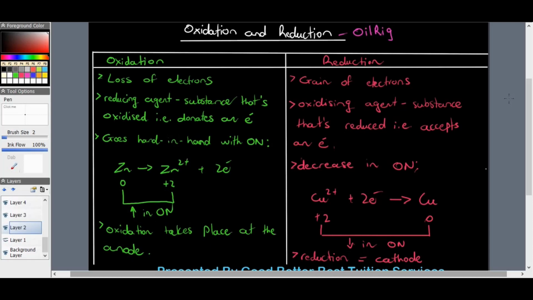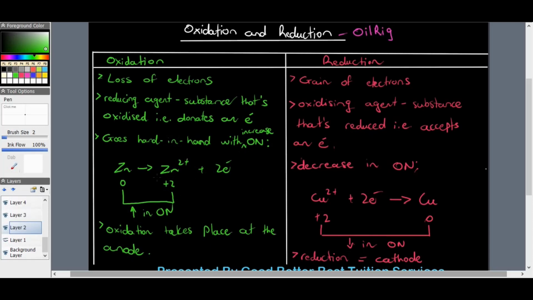The next point is that oxidation goes hand in hand with oxidation number. However, what it goes more hand in hand with is the increase. I'm going to just write that in here. It goes hand in hand with the increase in oxidation number. So in other words, if we have a look at this example, the oxidation number of the reducing agent would increase. So this is the oxidation reaction that has occurred here.